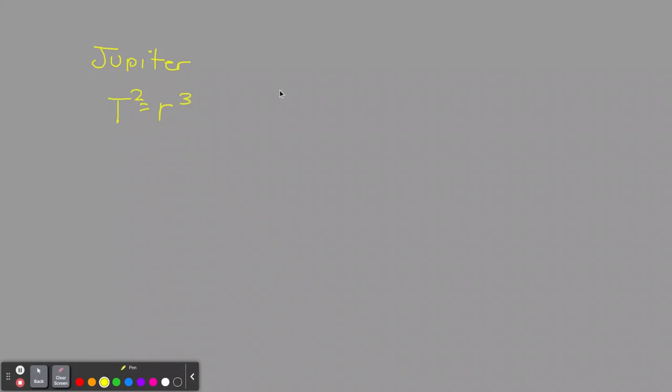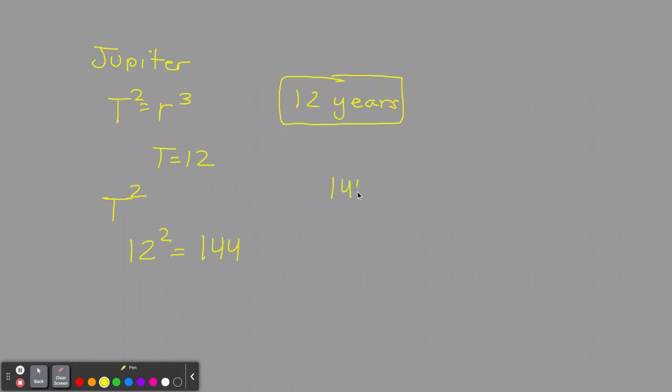So it takes Jupiter 12 years to perform that orbit. 12 years. So we have t already. We know t equals 12. But we don't just want t, we want t squared. So that'll be 12 squared. And 12 squared is 144. So we have that part already. And we want 144 to equal r cubed.